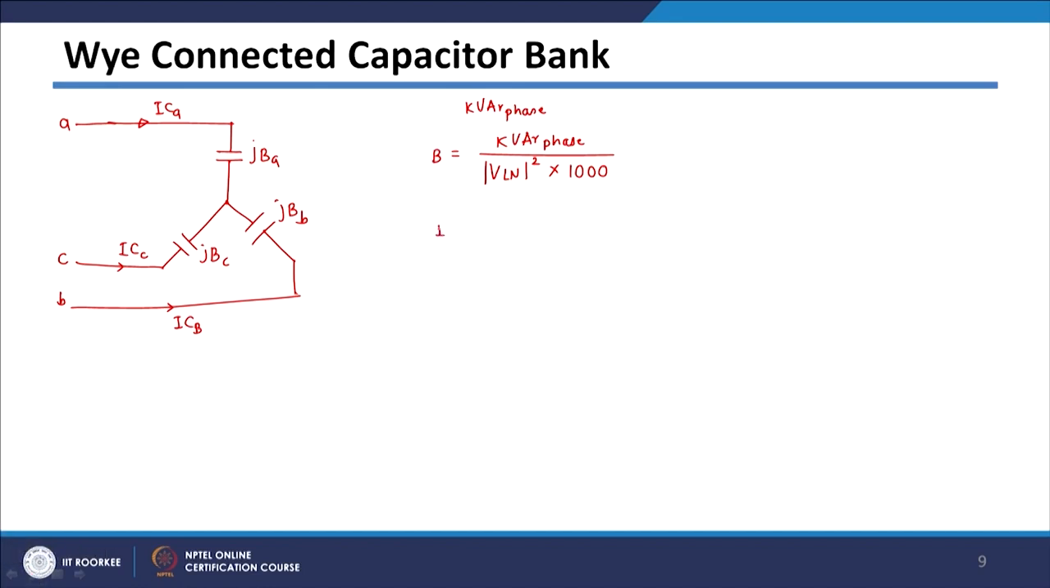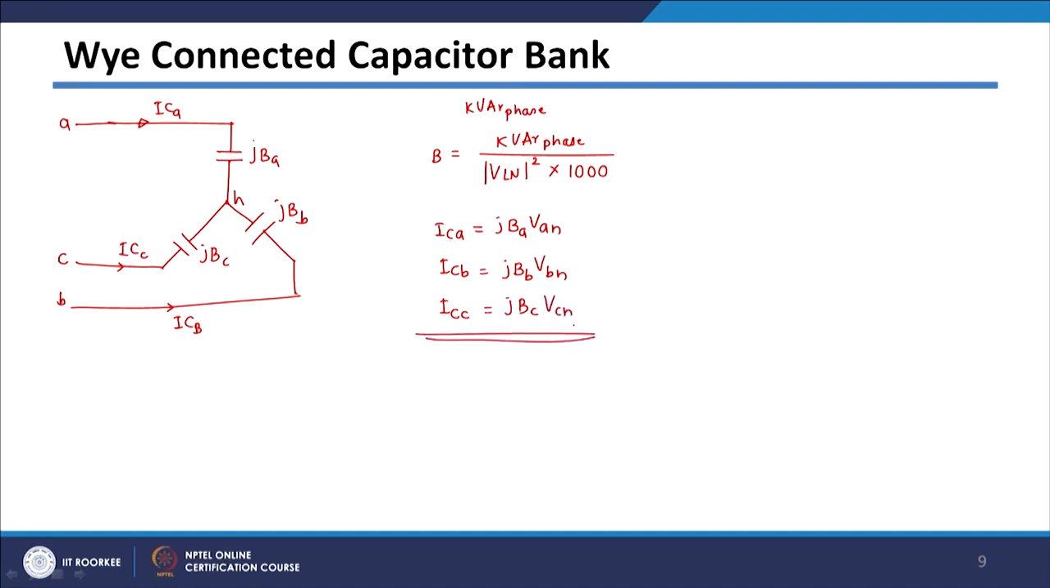So, these currents are: ICA will be equal to jB into VAN. This is the N terminal. So, VAN is the voltage of phase A. ICB will be equal to jB; here I represent the phase A susceptance, the phase B susceptance, multiplied by VBN, and ICC will be equal to jBC, the susceptance in C phase, multiplied by VCN. So, this will give the currents.